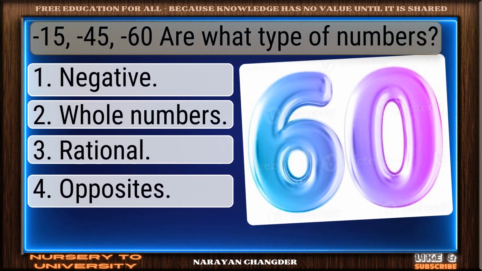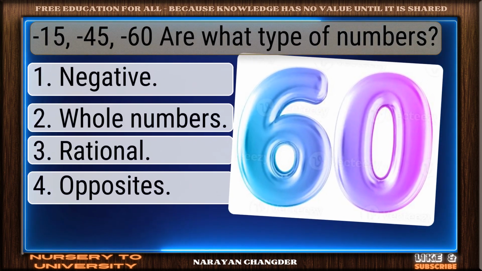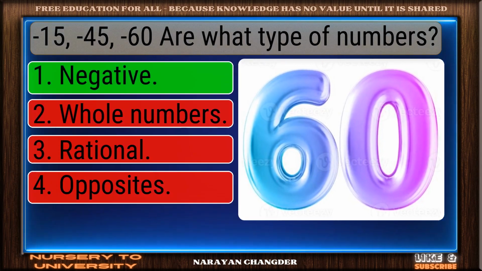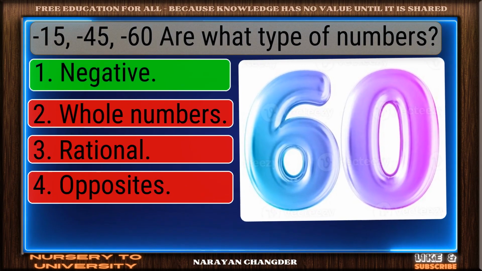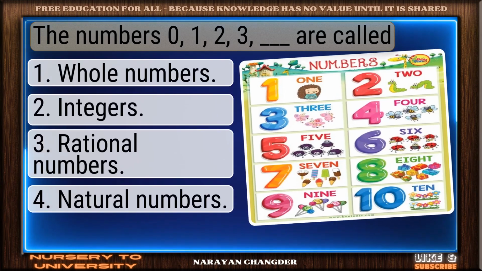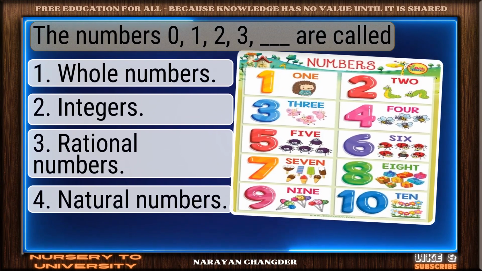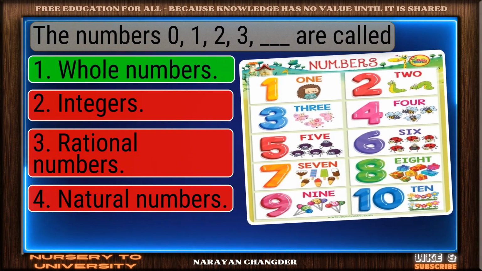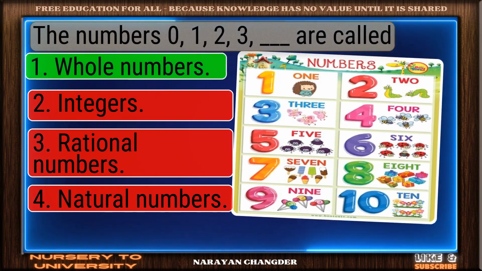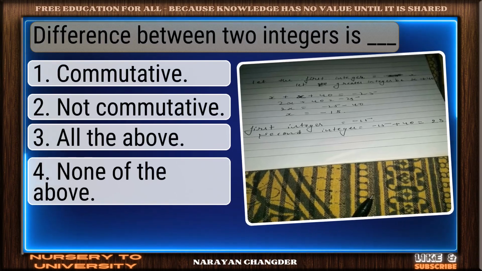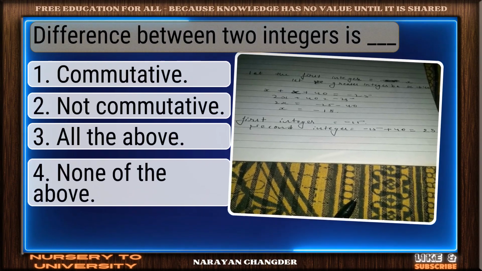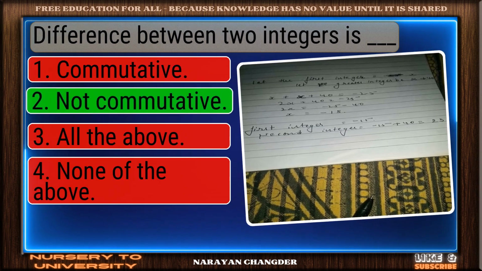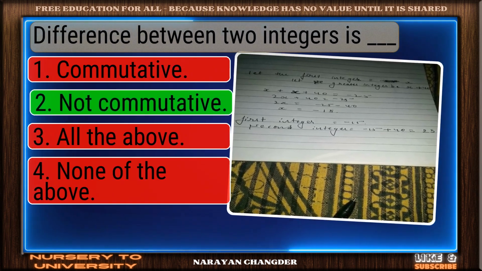Question number 36. 15, 45, 60 are what type of numbers? Well picked. Negative is the correct answer. Question number 37. The numbers 0, 1, 2, 3 dash are called? Exactly. Whole numbers make sense, and it is right choice. Question number 38. Difference between two integers is a dash. Bravo. Not commutative is the answer.